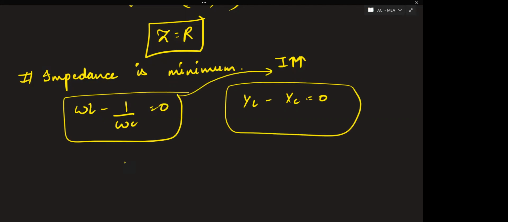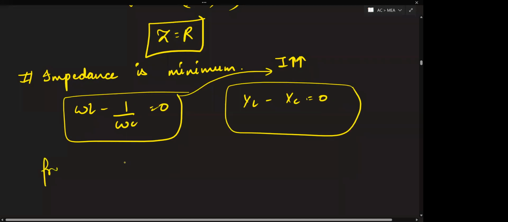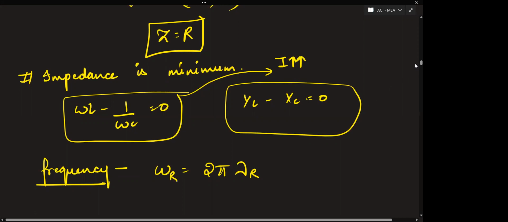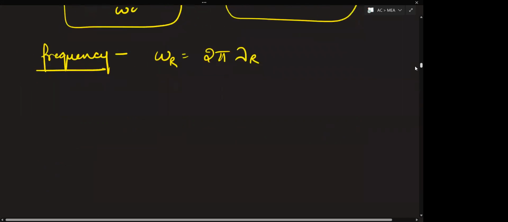Now, one thing you have is the frequency at the resonant condition, the natural or resonant frequency. It's easy. Omega is 2 pi nu. Let's write it as R to show that it is at the resonant condition. Omega R is equal to 2 pi nu R. From here, this will be equal to: omega L minus 1 by omega C, both are equal.